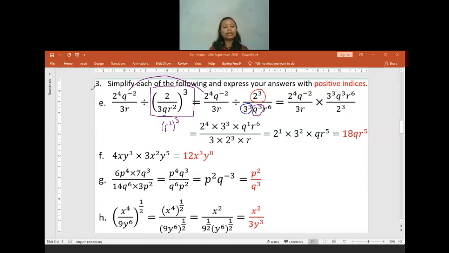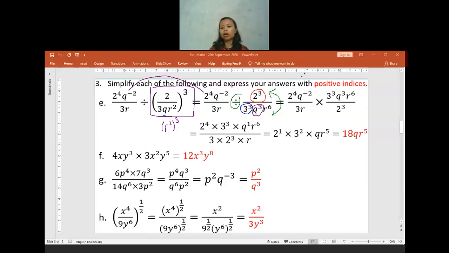Okay. It is a division. When it is a division, we can change it into a multiplication because this is in fraction form, so we can change into a multiplication by flipping upside down the second algebraic term.